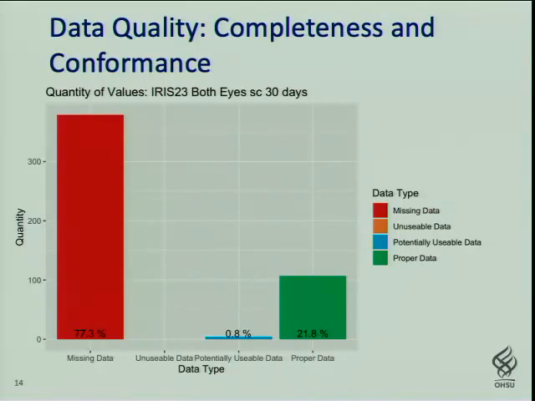And of the data that was there, none was in an unusable format. The largest chunk was proper data, and the second was potentially usable data. I'll talk more about what that looks like in the actual data fields later.